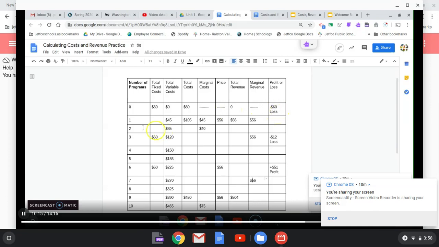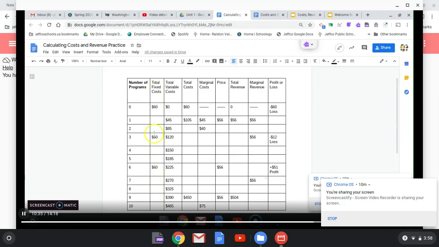So I'm going to do this first one with you. What is her fixed cost? Well, we already know that because if she makes nothing and she makes one, it's fixed. It stays the same. It doesn't matter how many you make. Hence why it's 60 here and 60 here. So her fixed cost would be $60. Now let's go across. They're saying that if she makes one, it's $45 variable cost.